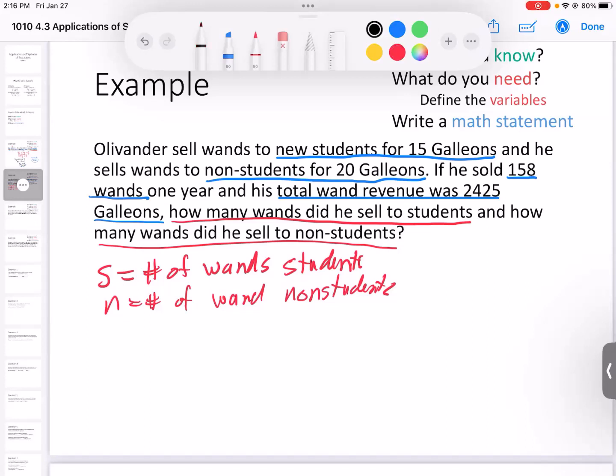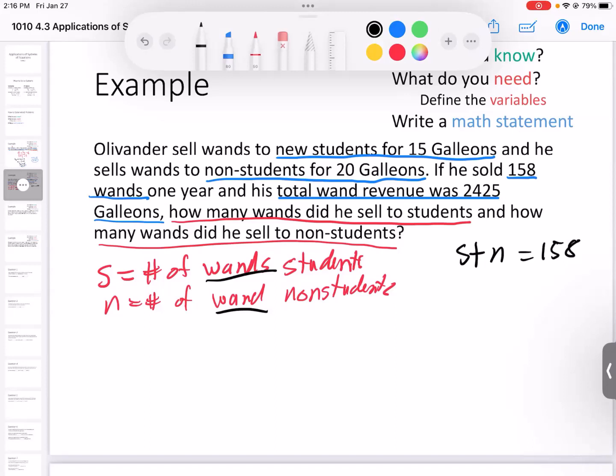And since we have our variables in units of wands, because S is the number of wands that students buy, N is the number of wands that non-students buy, then I'm going to probably start off by writing an equation that has to do with wands. So I'm going to say, okay, well, the only other information I was given in units of wands is this 120 or 158 wands. And that's the total amount. Yep, exactly. So you do S plus N equals 158. That would be our wand equation.